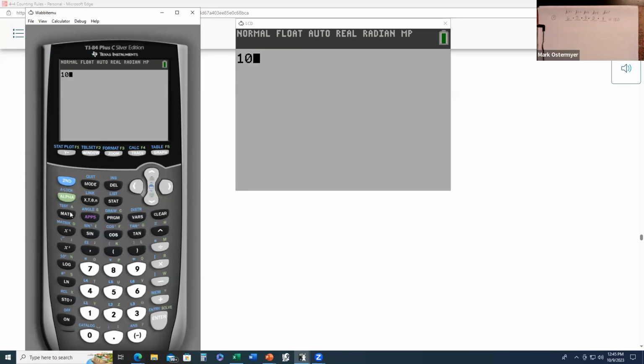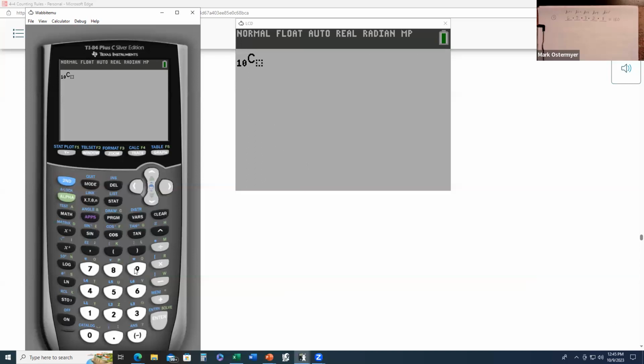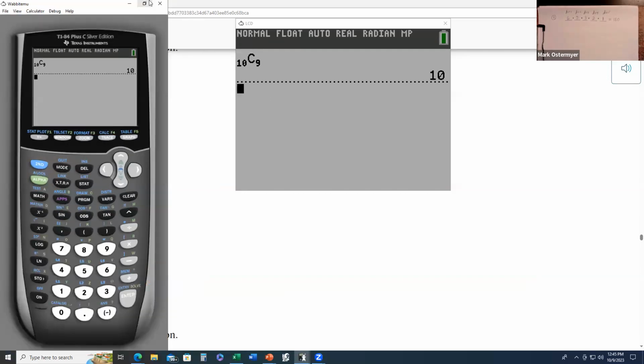Then hit your math button, go over to probability, and grab your nCr function. 10 in combination with 9. That's going to give you a lot fewer possibilities here, and the reason is that order does not matter. So there are a lot fewer possibilities with a combination.